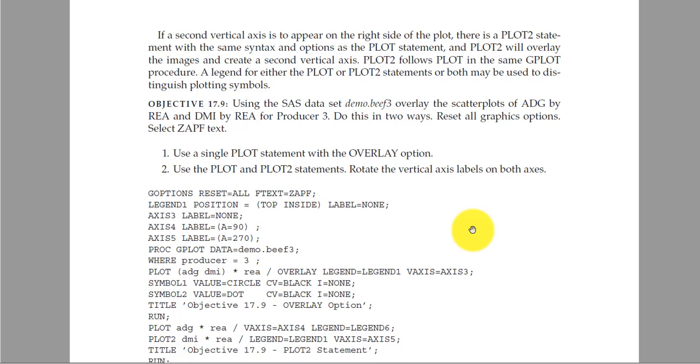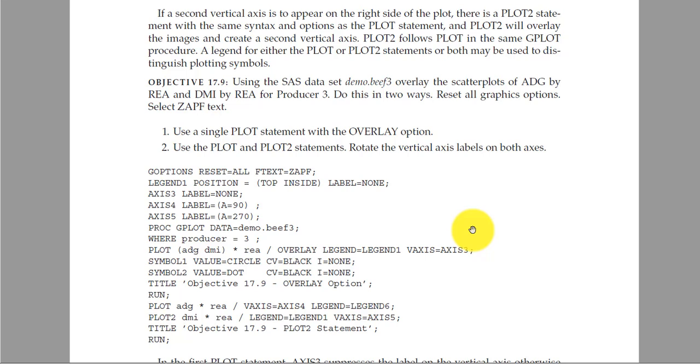And so we can demonstrate this with again the Beef3 dataset in the demo library. If you want to look at scatter plots of ADG by ribeye area and DMI by ribeye area, I'm selecting only producer 3 so that the graph does not become too congested, and I have it done in 2 different ways. So we reset all graphics options, and then we set our font equal to ZAPF, or as close. It also looks much like Times New Roman. I have the options of making that bold and italicized very easily, though, if I would want that. My legend, I want to keep it.